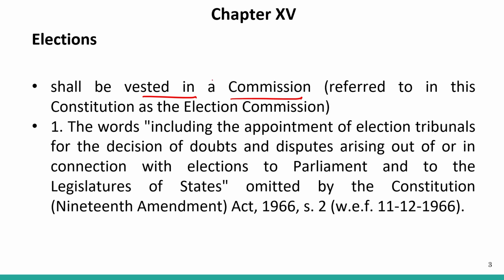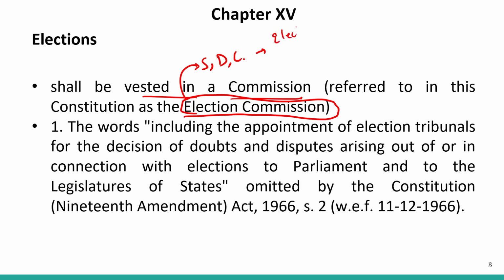Then there will be an Election Commission. This is referred to in the Constitution as the Election Commission. So the Election Commission shall be responsible to make sure that for the elections that are going to take place, their superintendence, direction and control shall be vested in the commission, that is the Election Commission. What exactly are the things that the Election Commission is going to do? It is going to superintend, direct and control about what?